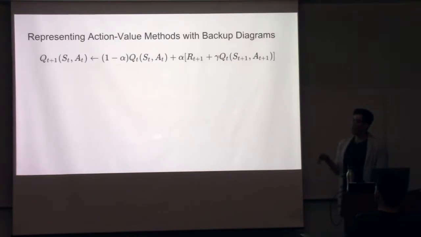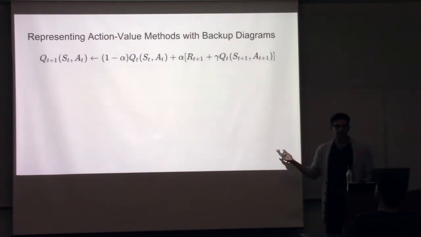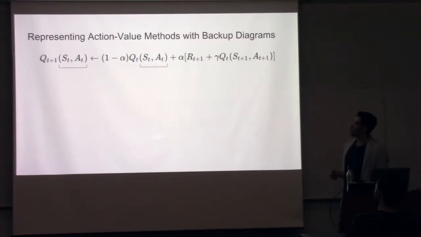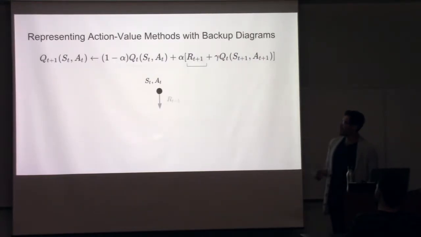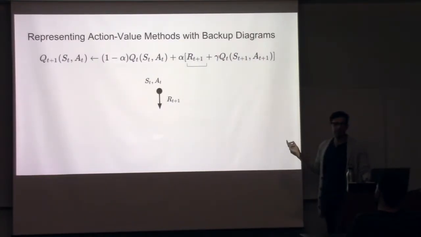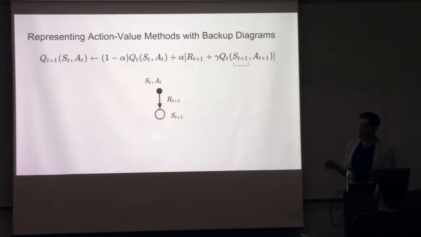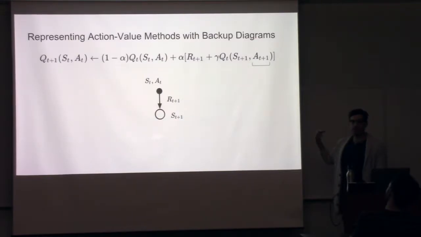Now, update functions can be represented graphically by using backup diagrams. Here, I'm going to do it for Sarsa. So we take the initial state and action pair, and we represent that as a solid circle. Then we take the next reward, and we represent that as an arrow pointing towards the next state, which is represented as an empty circle. And finally, that state leads to another action, which is represented as another solid circle.